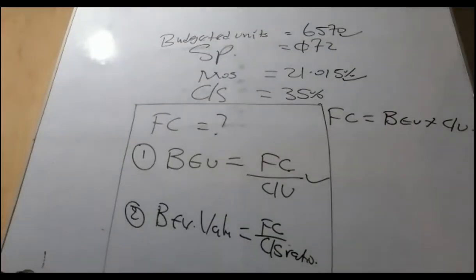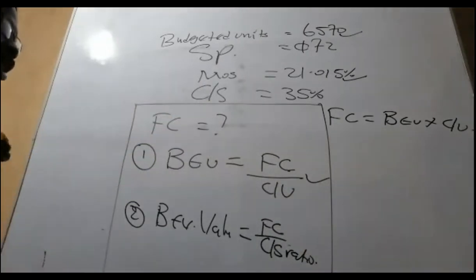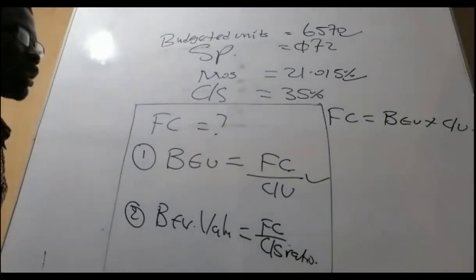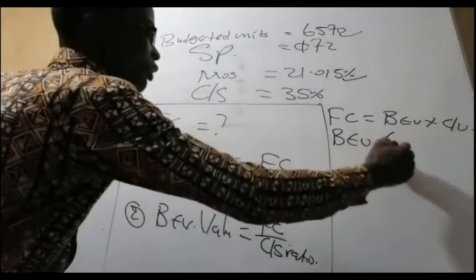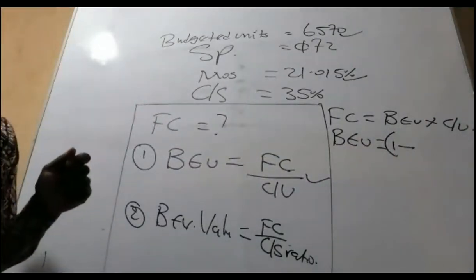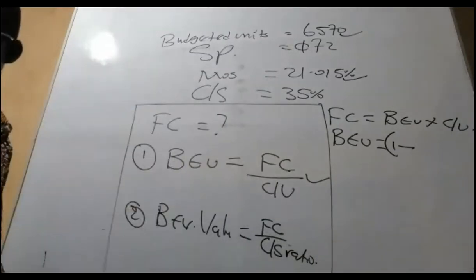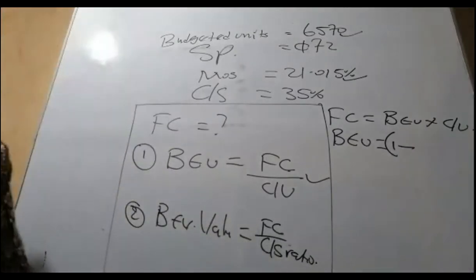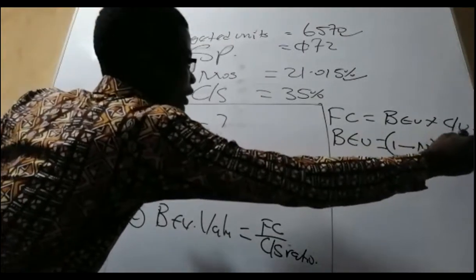So the break even unit will be what? We said that break even unit is fixed cost divided by contribution, right? But you can use the alternative approach. Using the margin of safety method, the break-even unit is one minus the margin of safety, times the budgeted unit.